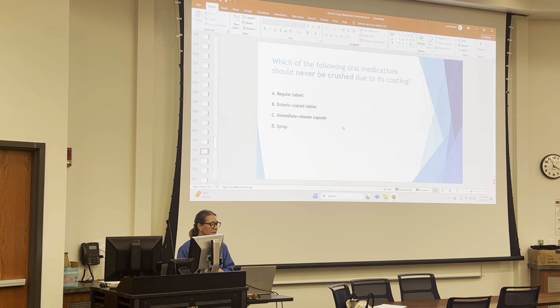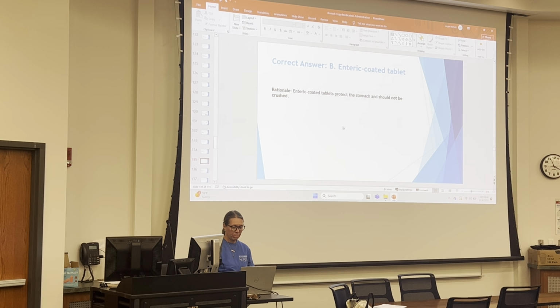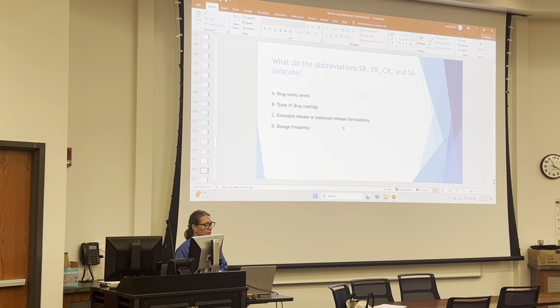Okay, due to its coding, it's going to be an enteric coded tablet. Enteric. Okay, that's going to be extended release or sustained release.